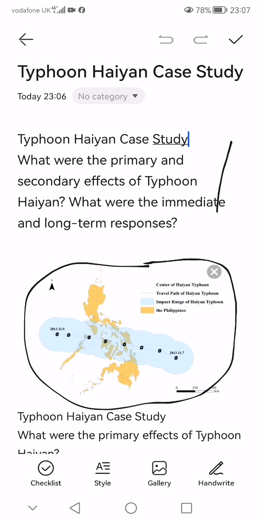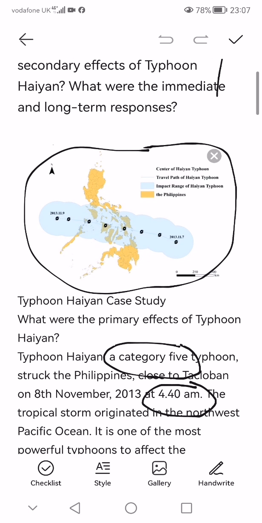And this one is obviously for a tropical storm. Therefore, it's for natural hazards. It's a natural hazard event. So we're going to cover the effects and responses of the Typhoon Haiyan.